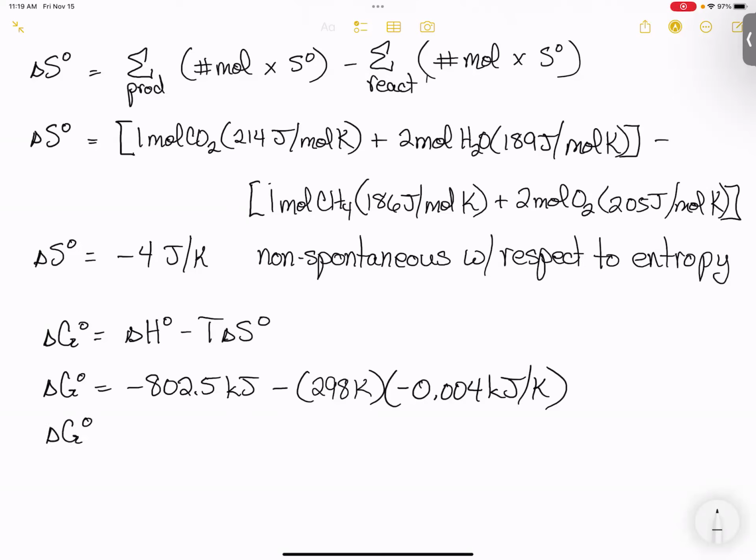When you key this into the calculator, you get a value of a negative 801.3 kilojoules. Because it is negative, this reaction is spontaneous. Questions?